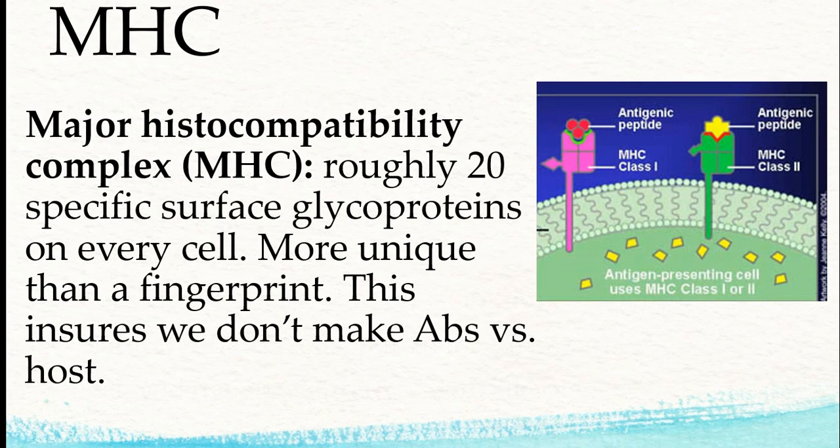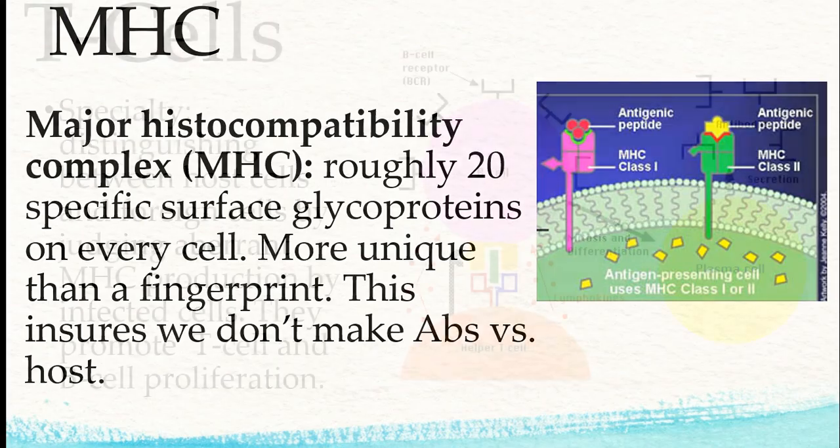All right, major histocompatibility complex. I thought we had talked about this already. It was mentioned in the video at one point. About 20 specific surface glycoproteins on every one of our cells. There is so much happening on our cells. Isn't that crazy? It's more unique than a fingerprint. And it ensures that we don't make antibodies against ourselves. If we make antibodies against ourselves, then we call that an autoimmune disorder, and it is a problem, okay? And we've been seeing more of that lately. I'll get to it in just a minute.